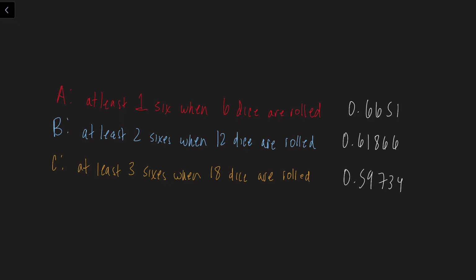So back to our original question, which of the three events is more likely? Event A has the highest probability, so it's the likeliest.